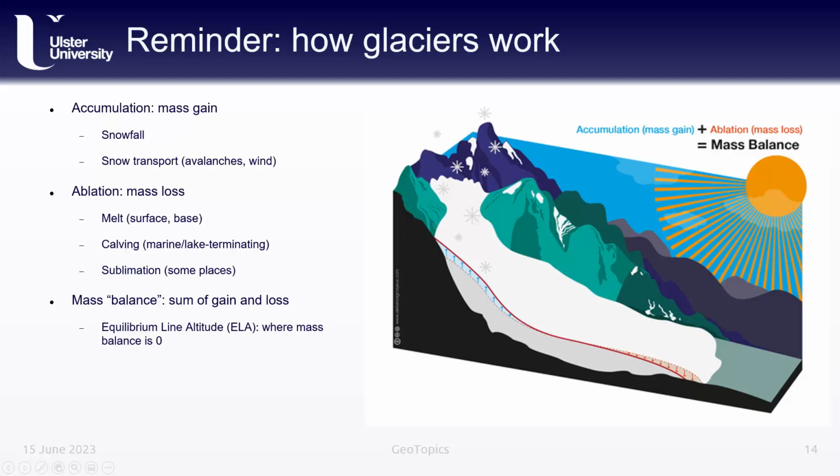And we also have something called the equilibrium line altitude, which is the elevation on the glacier where the mass balance is equal to 0. And we often use this as a proxy for understanding how climate affects glaciers, and we'll see an example of that in a minute.